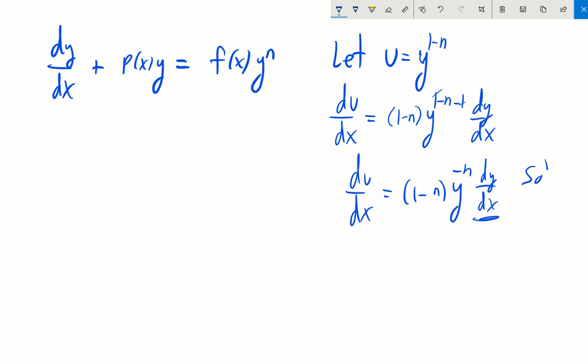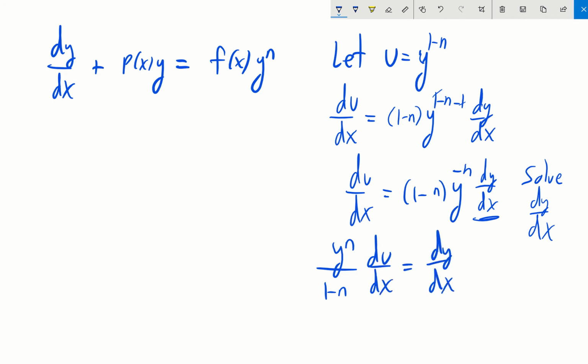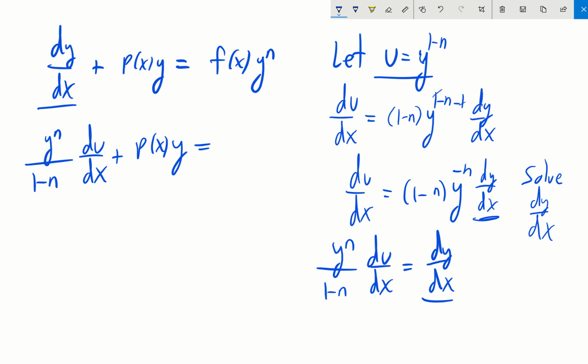And we can solve this for dy/dx. I could simply divide both sides by this term, and after the algebra, you'll have y to the n over 1 minus n times du/dx equal to dy/dx. And now let's substitute this into the original differential equation. Everywhere we see dy/dx, we're going to put this expression. So we have y to the n divided by 1 minus n, du/dx, plus p(x) y, equals f(x) times y to the n.